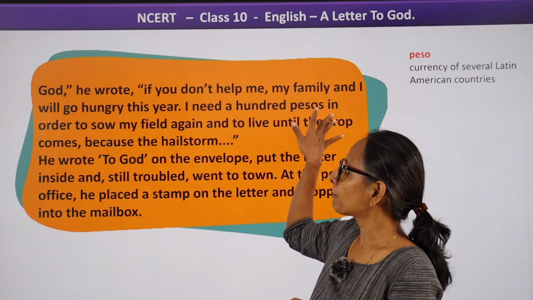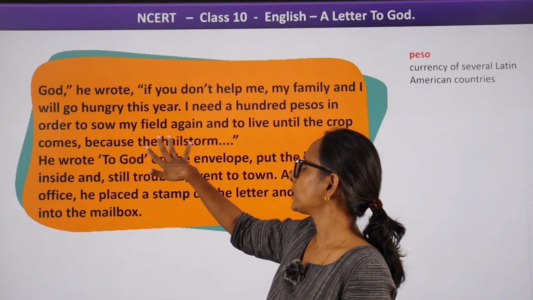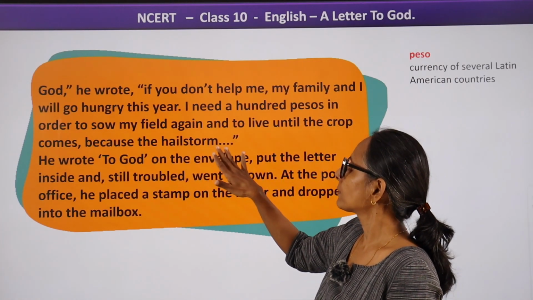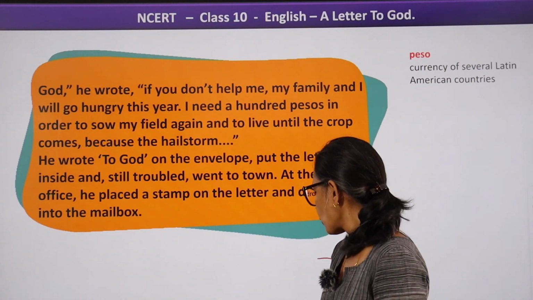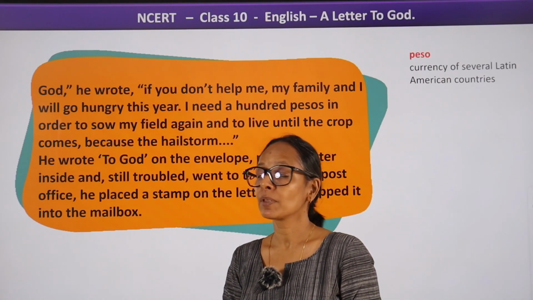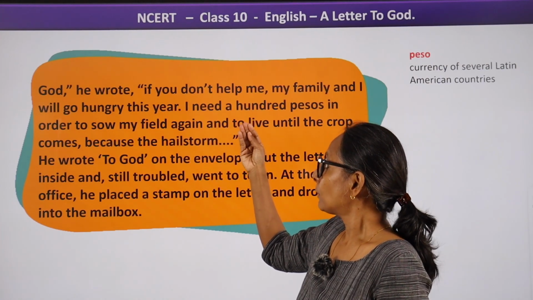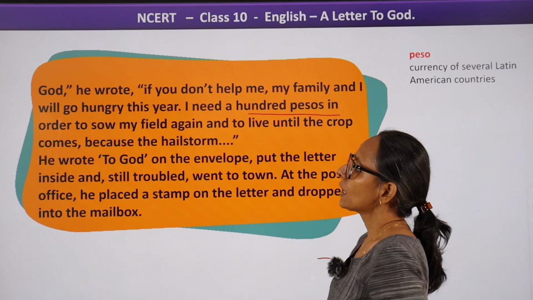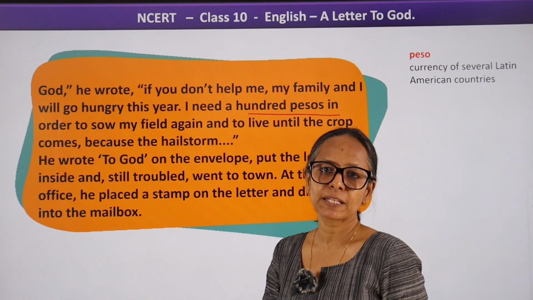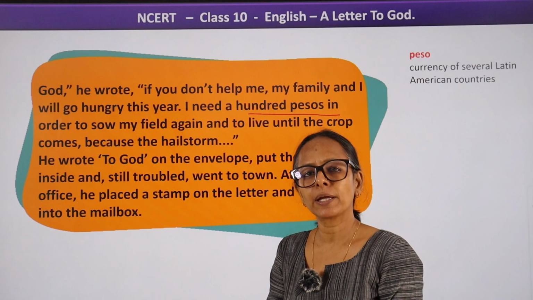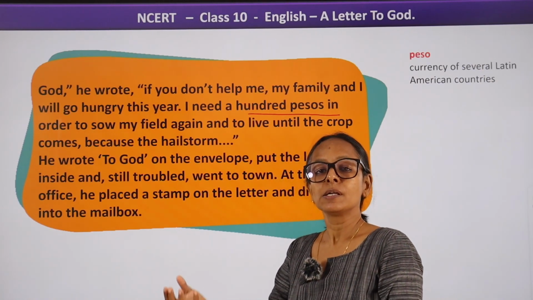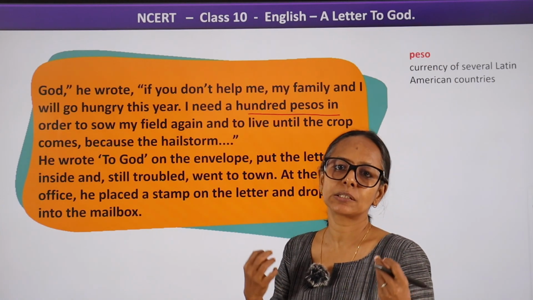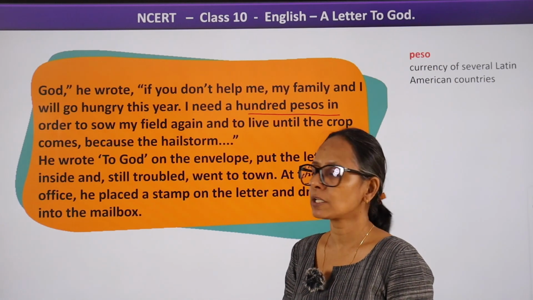I need 100 pesos in order to sow my field again and to live until the crop comes because of the hailstorm. So that's what he is writing. What does he say? We will go hungry. What does he want? He is asking for 100 pesos. For what does he want this 100 pesos? Because he has to sow again. Everything is ruined. He has to sow again till the crops grow. He needs money to survive, right? To eat and live. Basic needs have to be taken care of.